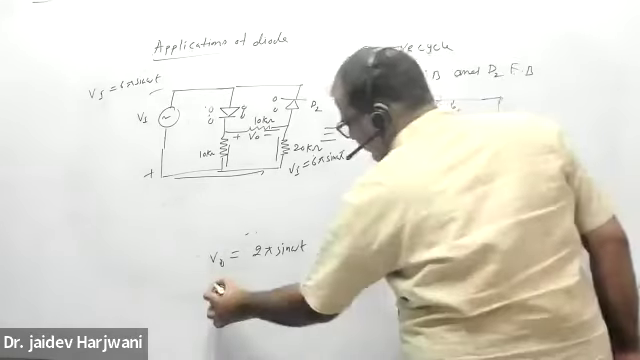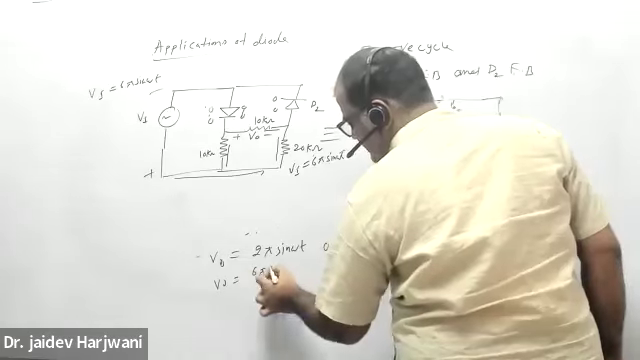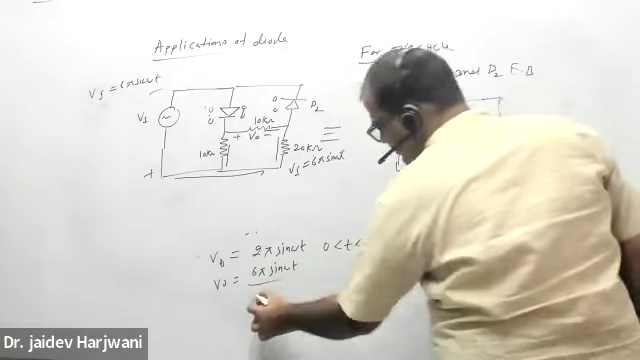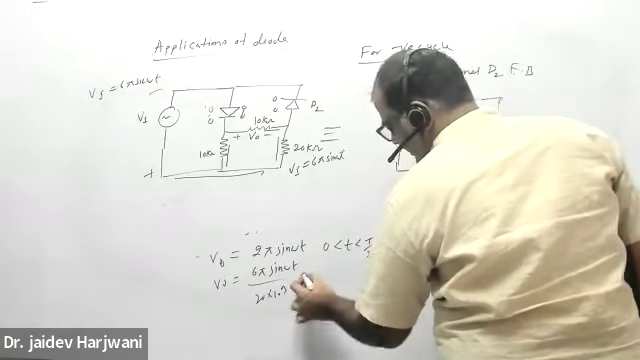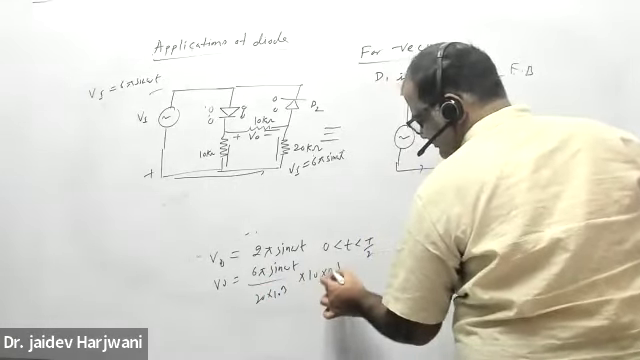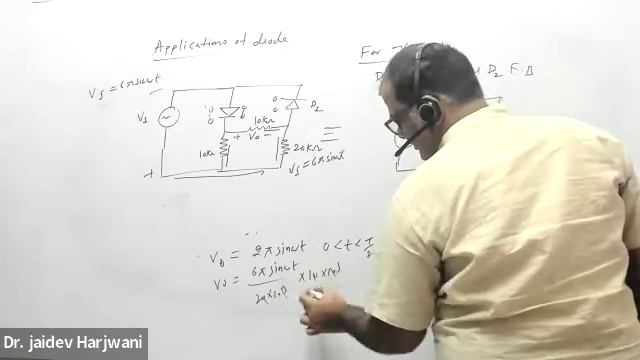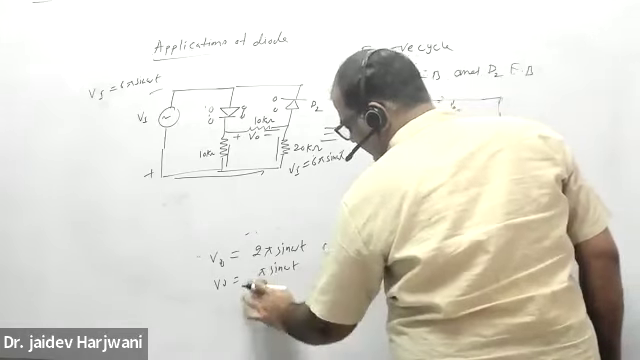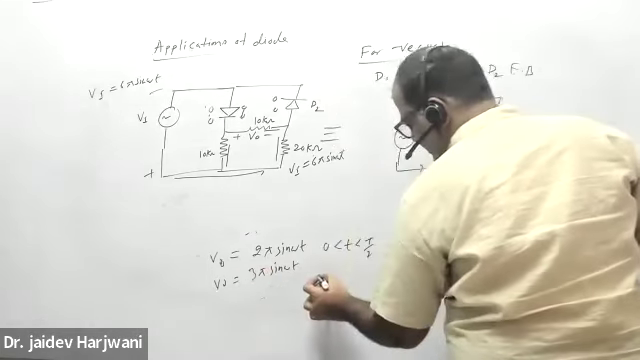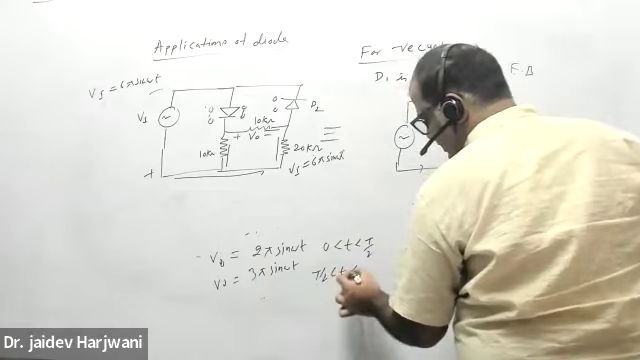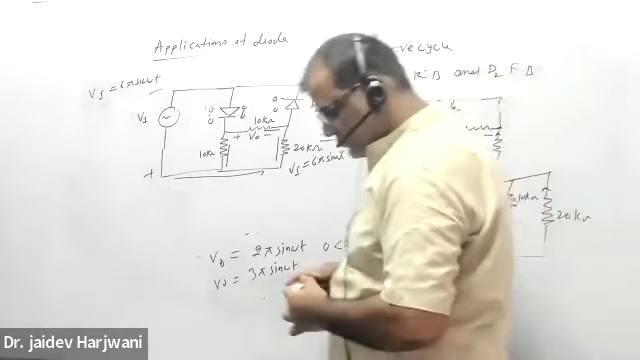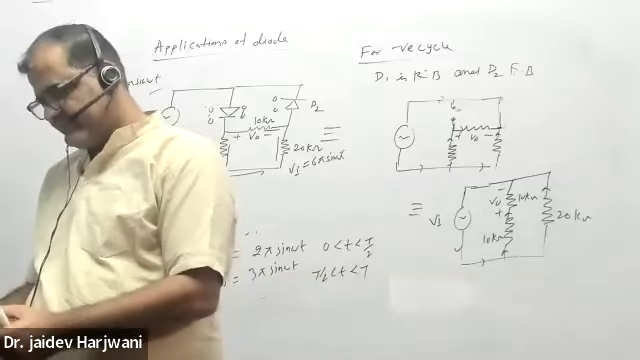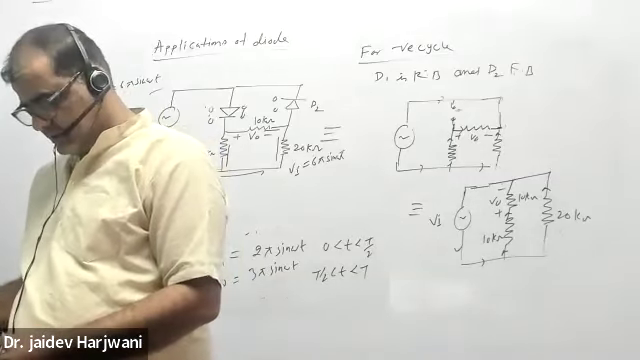So I can write my V naught will be 6 pi sine omega t divided by 20 kilo ohm into 10 kilo ohm. This will give me 3 pi sine omega t without changing the direction, for T by 2 to T. Tell me, is it coming or not, students? Yes, sir.